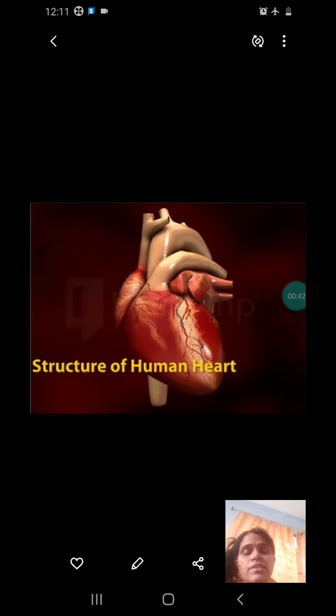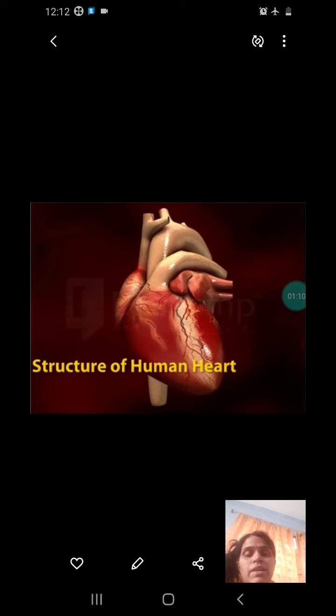There is an organ which pumps the blood throughout our body. What is that organ? That is our heart. The main function of the heart is to pump blood throughout our body, which helps the blood to carry oxygen, carbon dioxide and waste materials in dissolved form. So let's start the structure of the human heart.